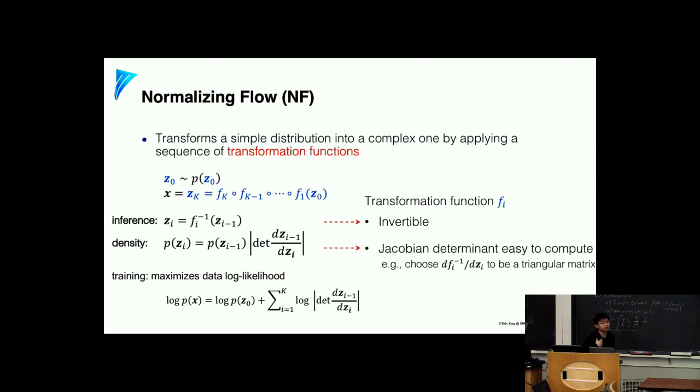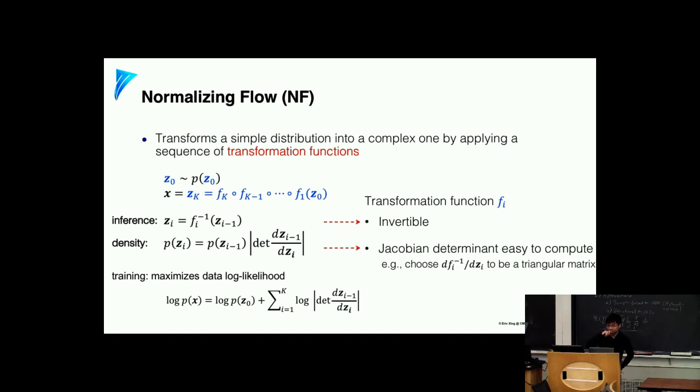And also compared to variational autoencoder, in variational autoencoder, data log likelihood is also intractable. So we have to assume a variational distribution and use the variational principle to optimize the variational lower bound instead of this data log likelihood. But here, in normalizing flow, we can do exact inference and the exact evaluation of this likelihood. So we can do training and inference pretty straightforwardly.